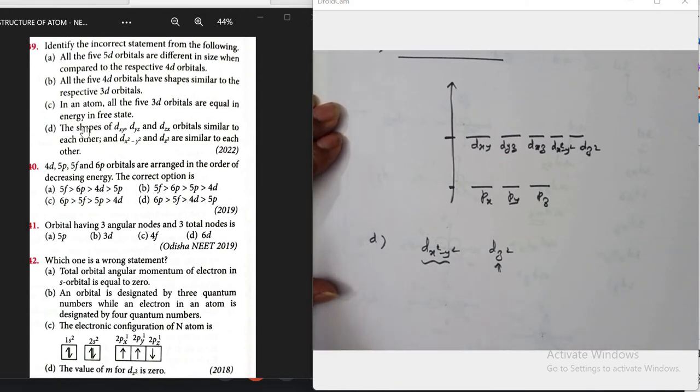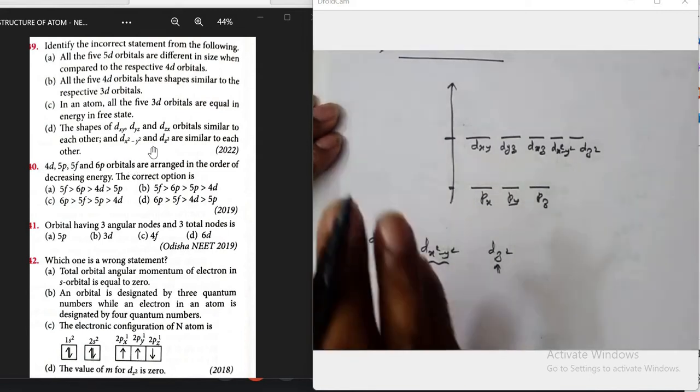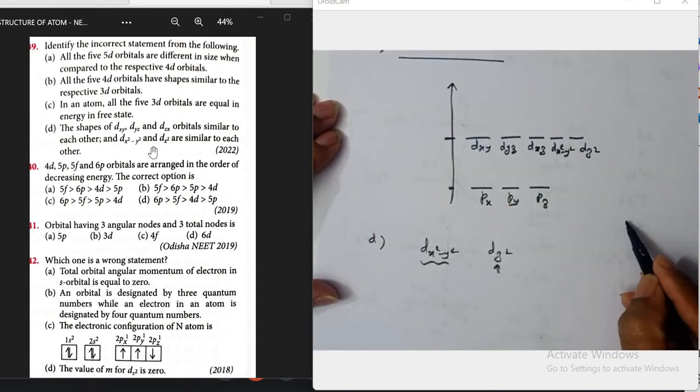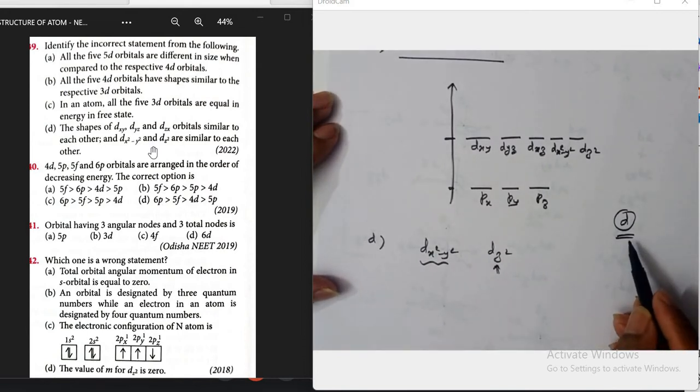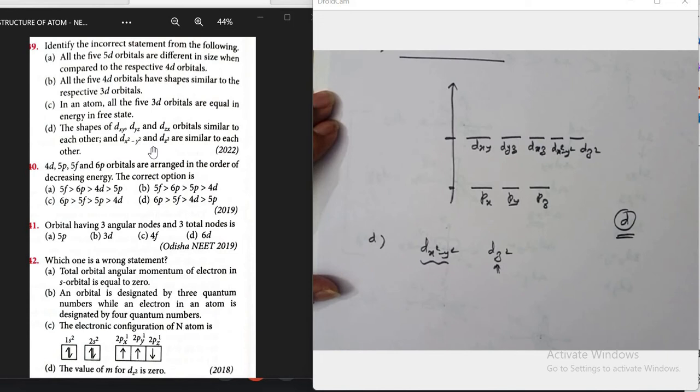See option D. In option D, shapes of dxy, dyz, dxz orbitals are similar. That is correct. All the 3 d orbitals have double dumbbell shape. Whereas one more statement is given in the same option, that dx square minus y square and dz square are similar to each other. No. The shapes of these two are different. Therefore, the incorrect statement for question number 39 is option D. Note down. Is this clear? Yes, sir. Let me go to the next question.